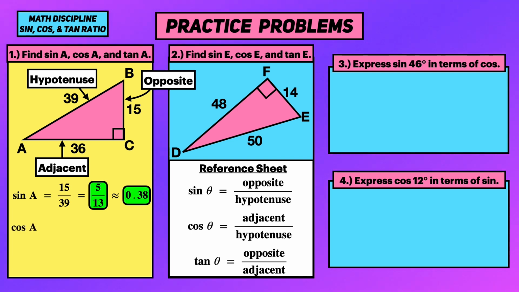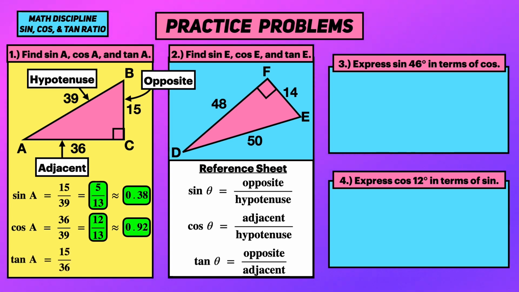For cosine of A, we get 36 over 39. Simplify by dividing the numerator and denominator by 3, which gives us 12 over 13. Divide 12 by 13 and we get approximately 0.92. For tangent of A, we get 15 over 36. Simplify by dividing the numerator and denominator by 3, which gives us 5 over 12. Divide 5 by 12 and we get approximately 0.42.